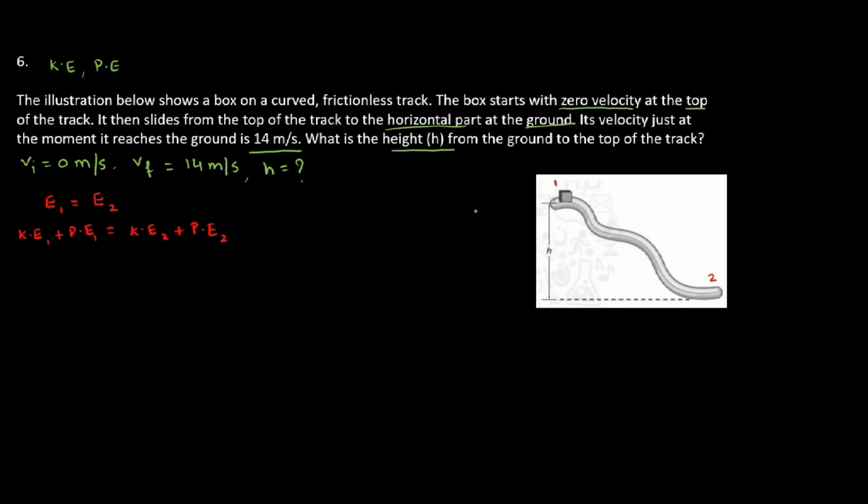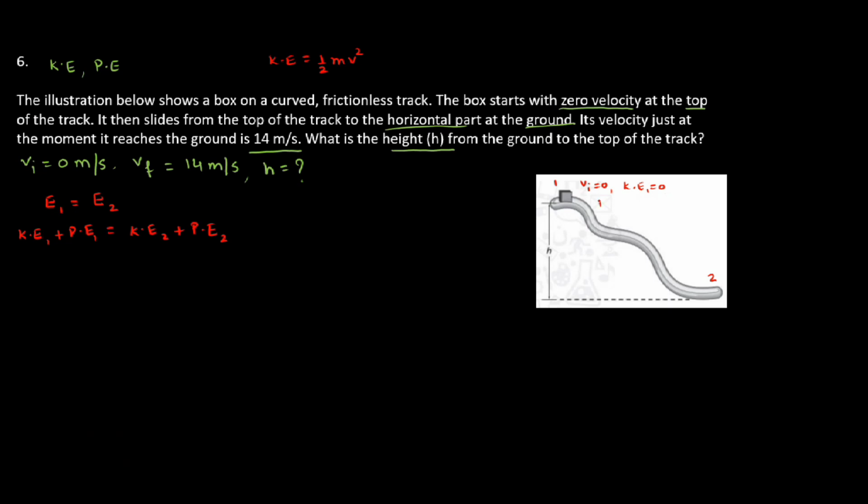Now let's discuss what the energy values are at these 2 points. At the highest point, since my velocity is 0, kinetic energy at this point will also be 0, since kinetic energy is equal to half m v squared, where v is the speed or velocity. If at any point this velocity is 0, kinetic energy will also become 0.